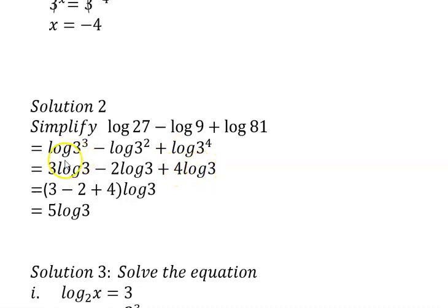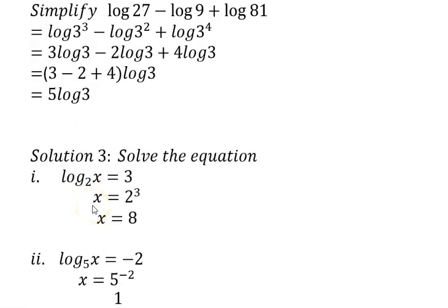Awesome. If you look at this, something is common. Log 3 is here, log 3 is here, log 3 is here. Since they are common, we bring it out. So we now have 3 here, minus 2 here, plus this 4 is here. So we just bring out the log 3 that is common. So if you say 3 minus 2 will give us 1, 1 plus 4 will give us 5. So that's why we now have 5 log 3. Awesome.